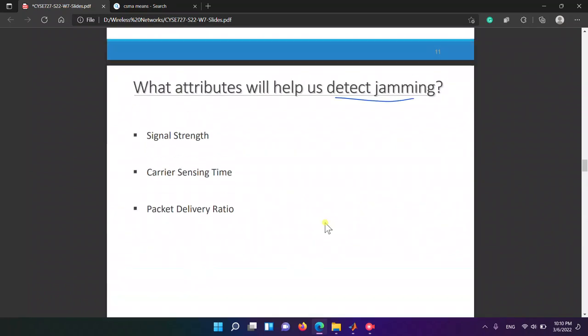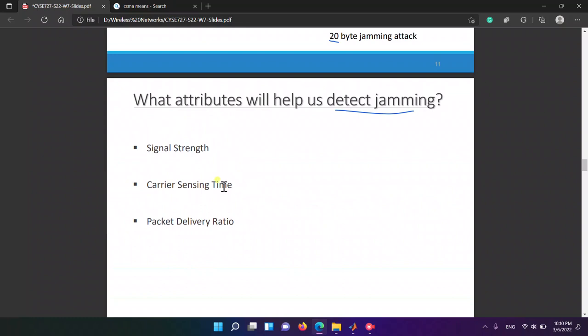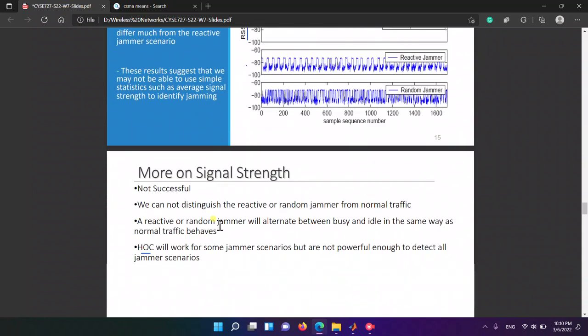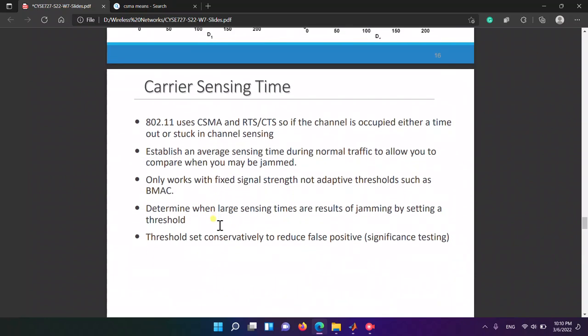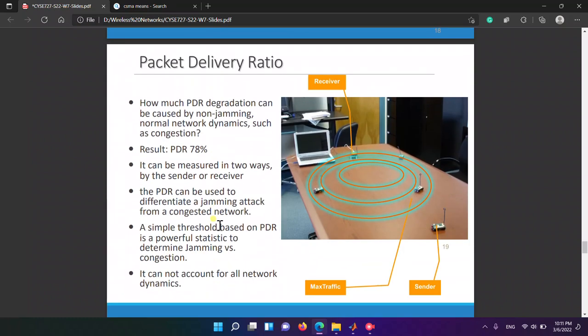Packet delivery ratio. هلا احنا خلصنا time signal. خلينا نشوف signal strength وال carrier sensing time وال packet delivery ratio. هلا بنشوف ال packet delivery ratio اللي هو اللي راح يكون. اوكي. How much packet delivery ratio degradation can be caused by non-jamming normal network dynamics such as congestion? 78. وهاي we can see in the experiment انه it's like this is the normal. It can be measured in two ways by the sender or receiver. The packet delivery ratio can be used to differentiate a jamming attack from a congested network.